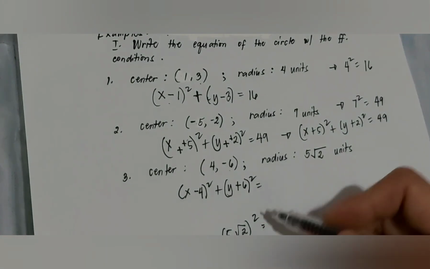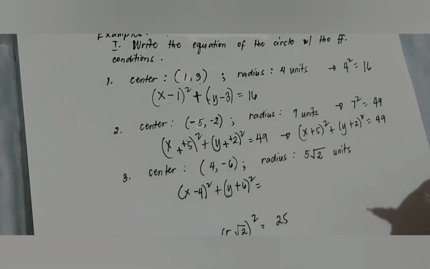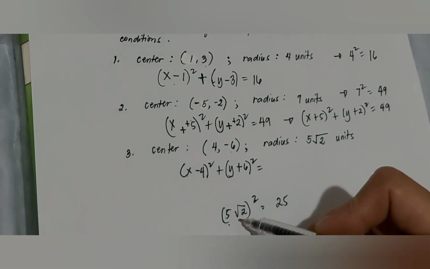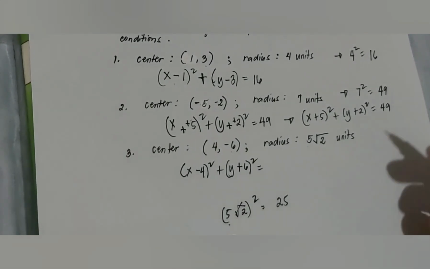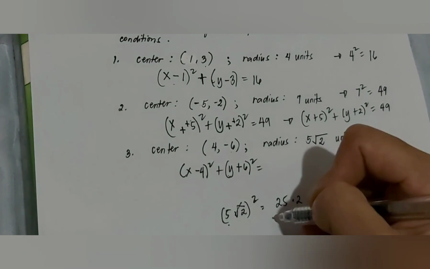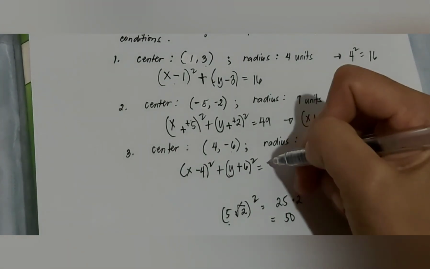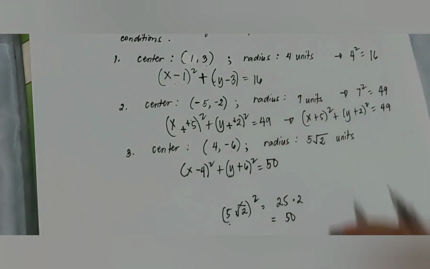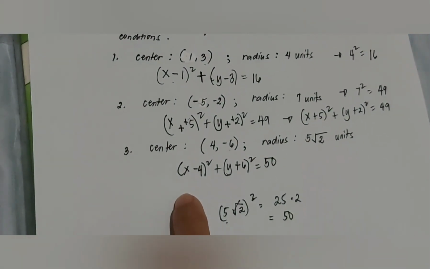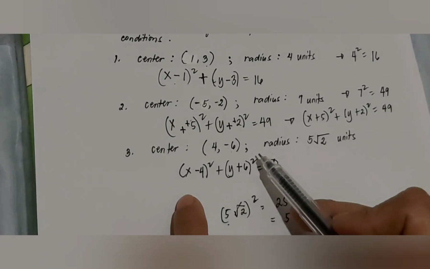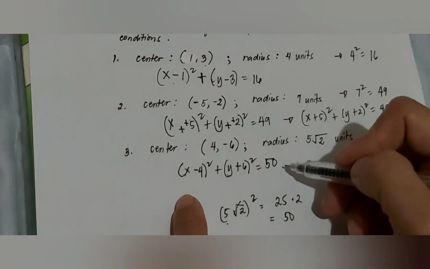So, this is 5 squared, that is 25. And then, square of the square root of 2, cancel lang siya. And then, times 2. 25 times 2 is 50. So, 50 ang dapat nandito sa ating equation. So, the equation is x minus 4 squared plus y plus 6 squared equals 50.